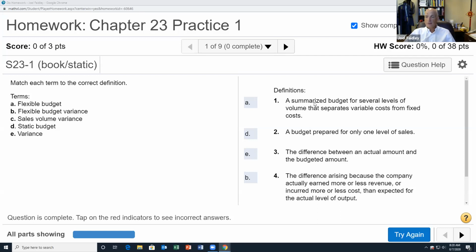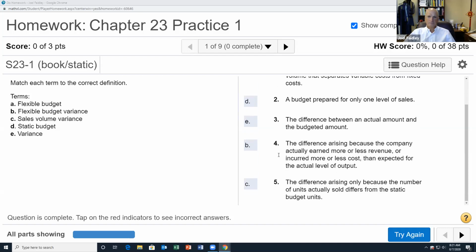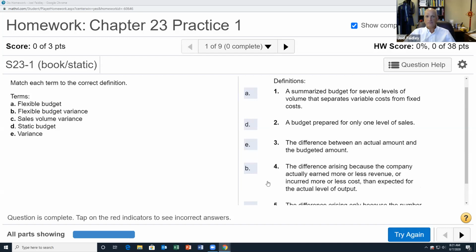Very common. But you also use flex budgeting after the fact when you compare your actuals with that new flex budget. And whether you had a flex budget set or not, you can easily calculate a flex budget based on what we just saw there in that 5-column example in that PDF. Flexible budget variance. Prepared for one level of sales, sales volume variance. Difference arising only because the number of units actually sold differs from the static budget units.